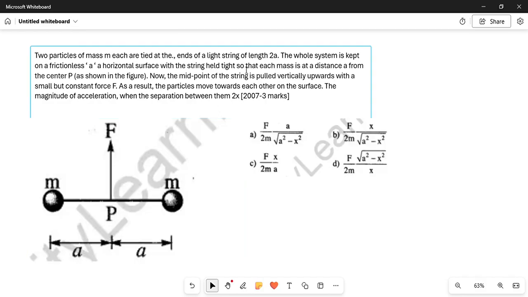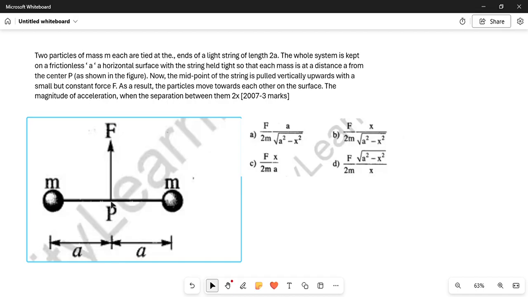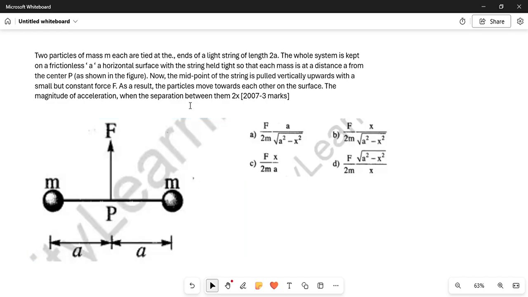The string is held tight so that each mass is at a distance a from the center P. From the center, the distance of each mass is a, so the total distance between the two particles is 2a. Now the midpoint of the string is pulled vertically. So midpoint means at this point.